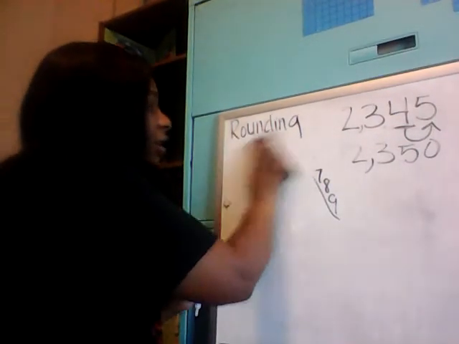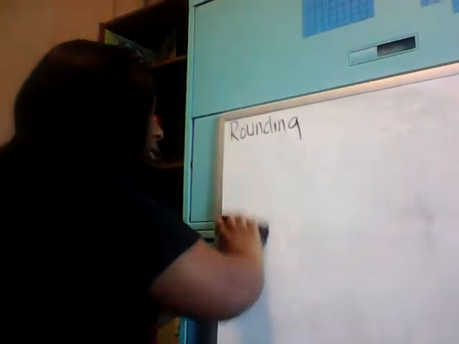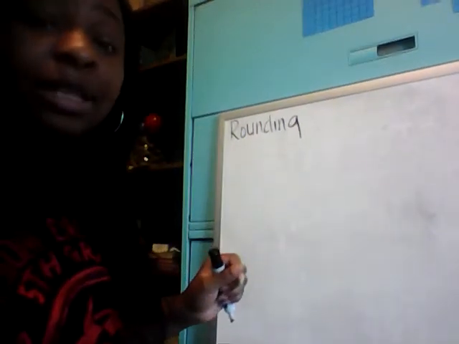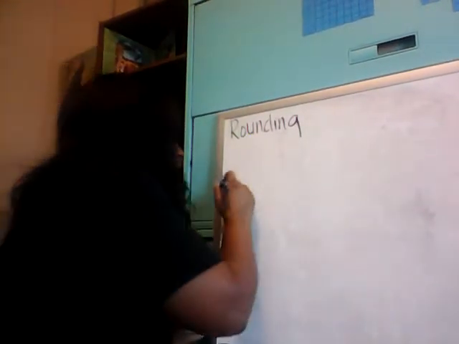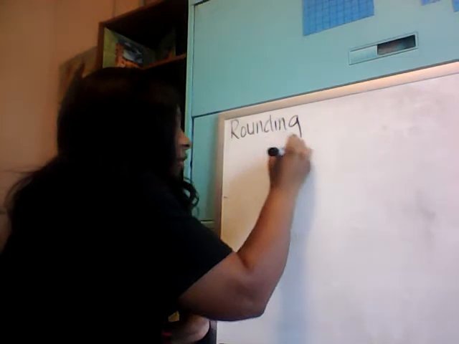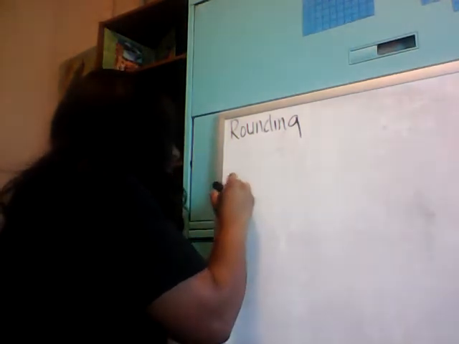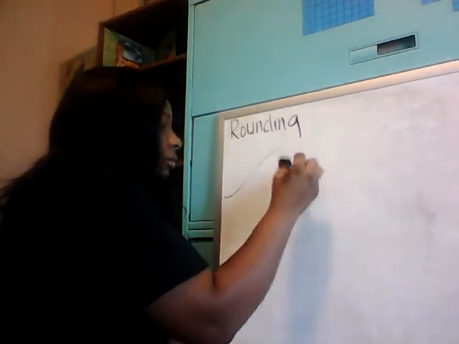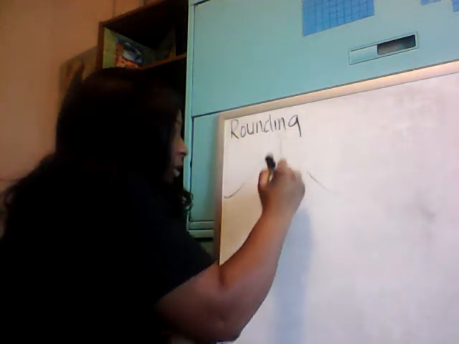So on the last video, we talked about rounding whole numbers, and now we're going to talk about rounding decimals. So we still are going to need the same hill that we had before, and it's going to work the exact same way.